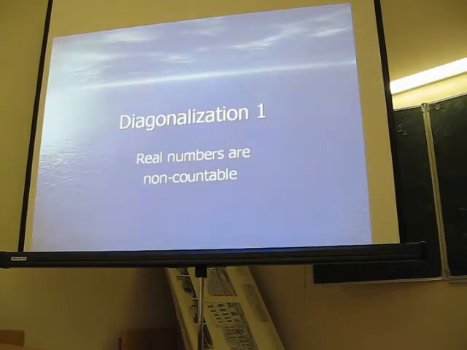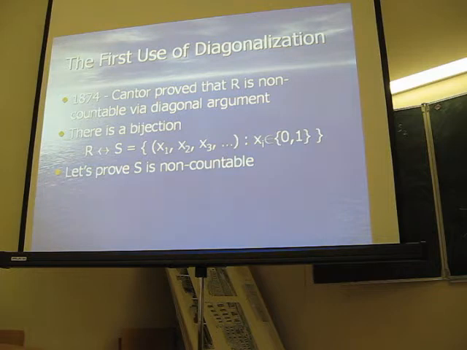But I would like to start not with time hierarchies, but with the theorem that the set of all real numbers is non-countable. And I believe that most people here studied this theorem in analysis, so let me just review its proof. I would like to review the proof of this fact because it was the first use of diagonalization.